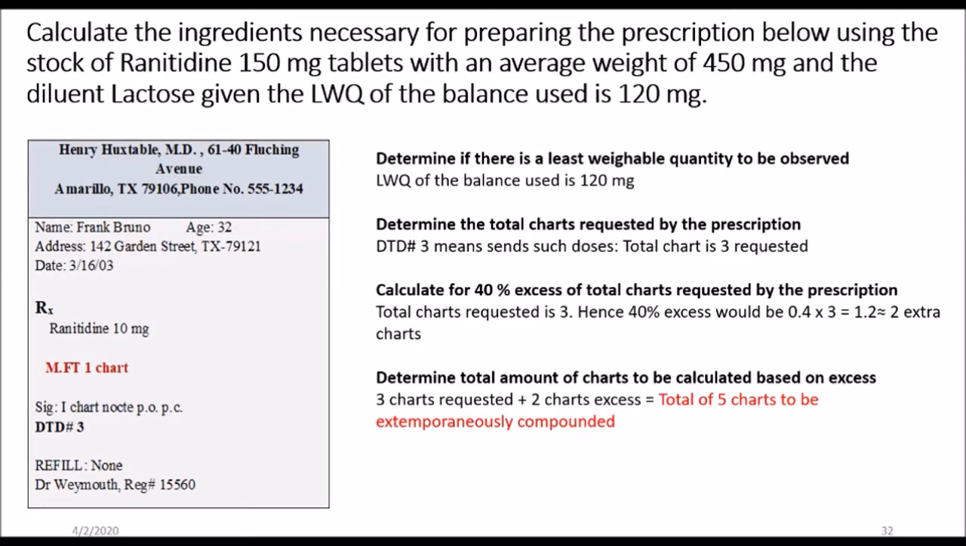Question reads, calculate the ingredients necessary for preparing the prescription below using the stock of ranitidine 150 milligram tablets with an average weight of 450 milligrams and the diluent lactose, given the least weighable quantity of the balance used is 120 milligrams.